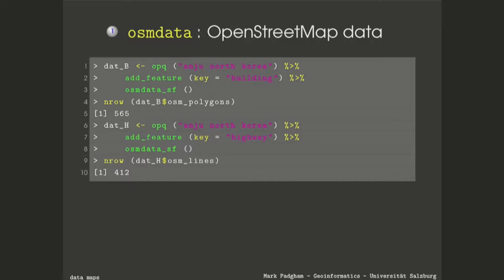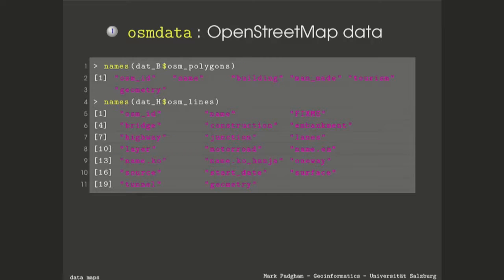Highways do the same thing. Just type in key equals highway instead of building. In OpenStreetMap, all roads and footpaths and horseways and things like that are all called highway. That's the generic category for it. And there are 412 roads. Bing Maps has 2. Google has about 5. So you do get an awful lot of data.